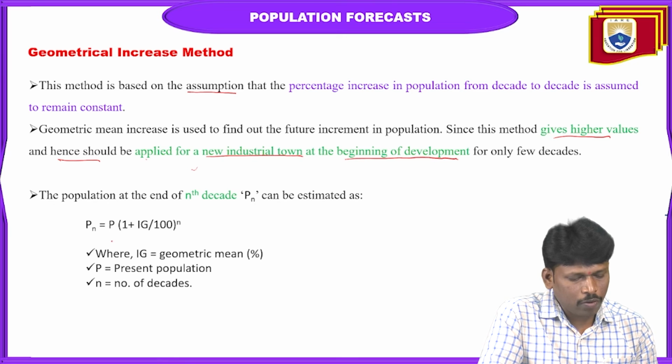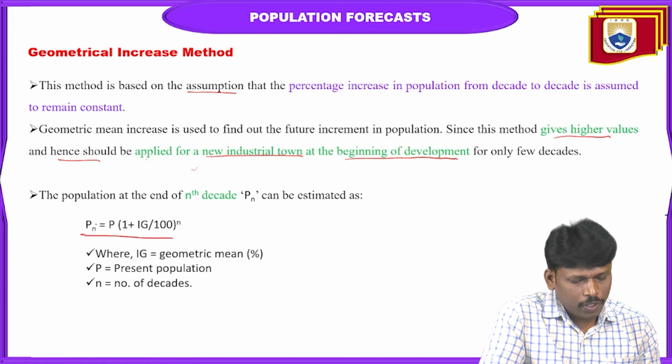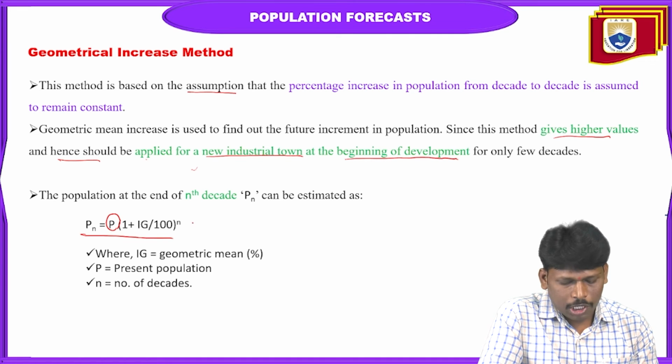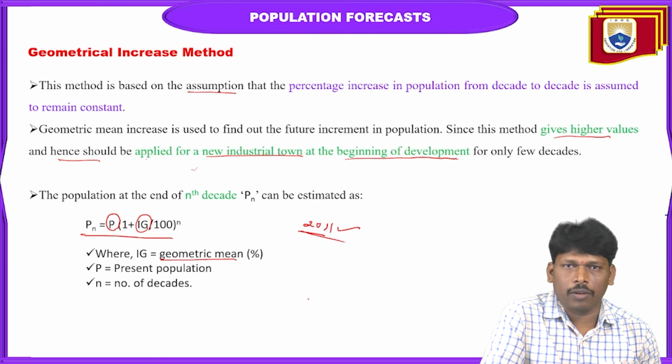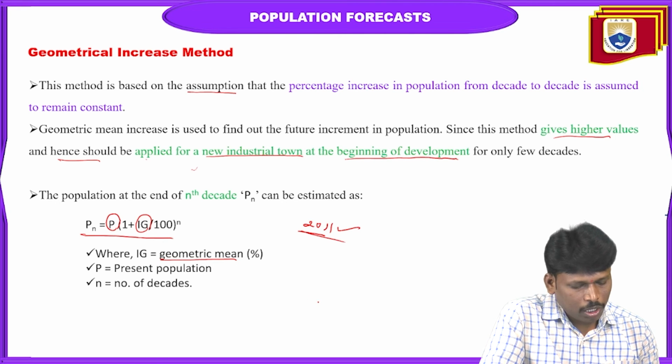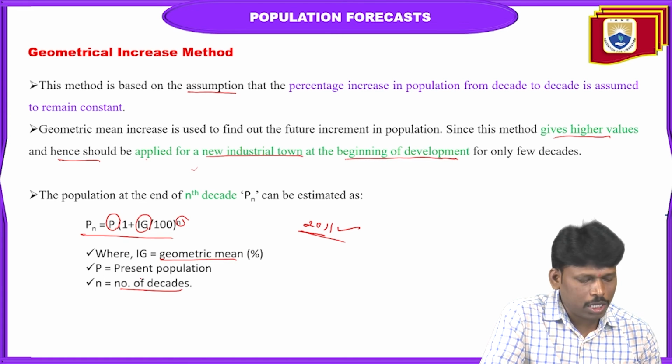The formula we will use is Pn equal to P into (1 plus the mean) to the power of n, where P is the present population. Here also the present population is known according to our census; the known data is till 2011 only. The mean here is the geometric mean, which needs to be calculated from the previous records. N is the number of the decade you are calculating, so we will get 1, 2, 3, 4 like that.